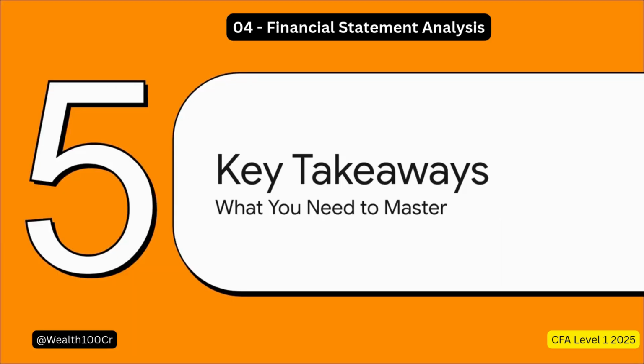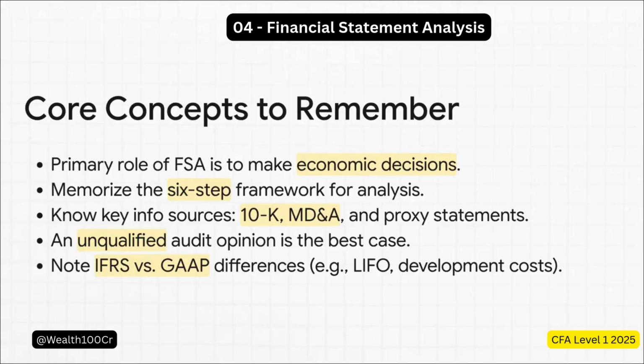Okay, we've covered a ton of ground here, so let's boil it all down. What are the absolute must-know concepts from this module that you need to have locked down for the CFA exam? Here's your checklist. First, always remember the ultimate goal is to make economic decisions. Second, memorize those 6 steps of the framework. That's a favorite exam topic.